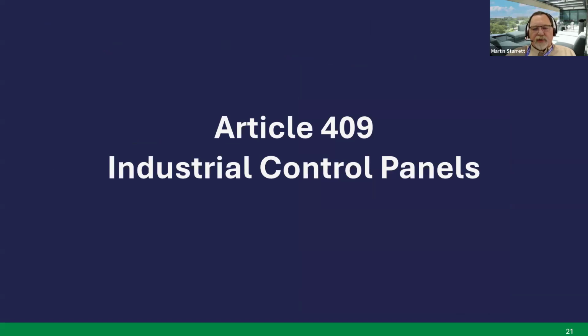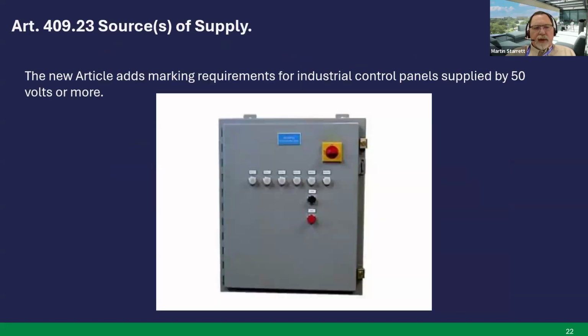Article 409, industrial control panels. Article 409.23, sources of supply. The new article adds marking requirements for industrial control panels supplied by 50 volts or more. You will have to put a label where the disconnect is located on these industrial control panels. Next slide.